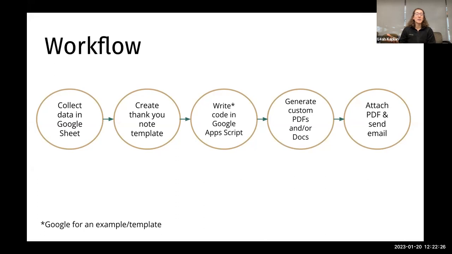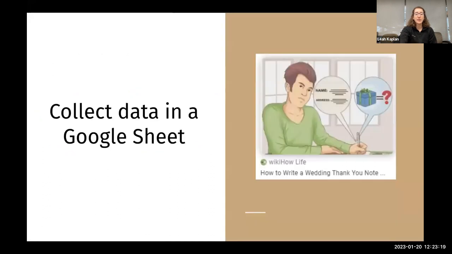Then you'll go ahead and write the code in Google Apps Script. And by write, I really mean Google for an example or template code, which is how I started out with this project, and then make tweaks to suit your specific need. And then that code is going to be what generates these custom PDFs or documents. You can do it for either or both. Something that you could also do, but that I didn't implement, is that you could probably automate attaching that specific document to an email and automatically sending that through Gmail. So that would also automate another element of your workflow if that was something that you wanted to do as well.